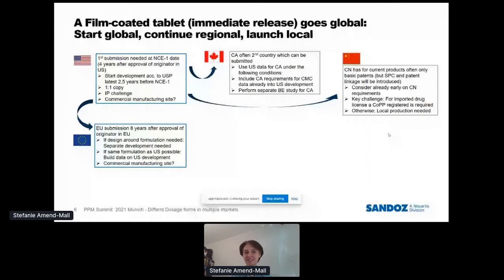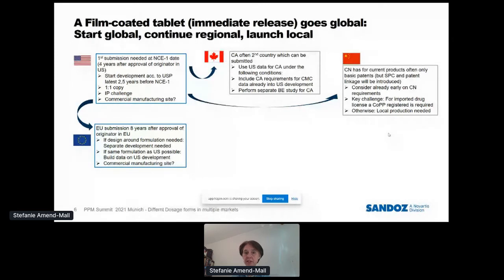And then finally you can start with your European scope. If the patent situation is similar, you can still go with the more or less 1-to-1 copy you're doing for the US. Then you can use that formulation also and build your European dossier on this data. This means you have the formulation already. You may need to add another set of dossier batches, but for sure what you need to do is to add a European BE study.